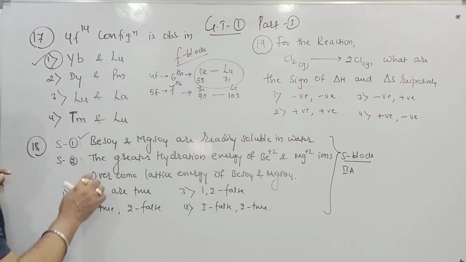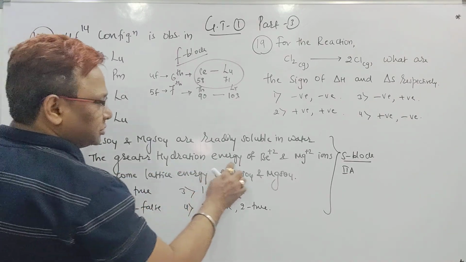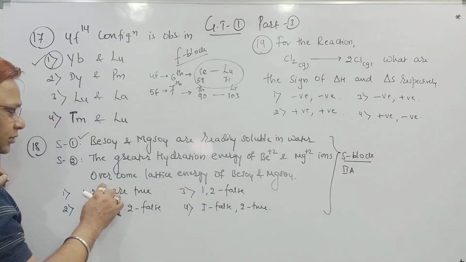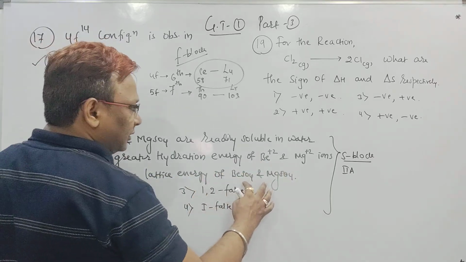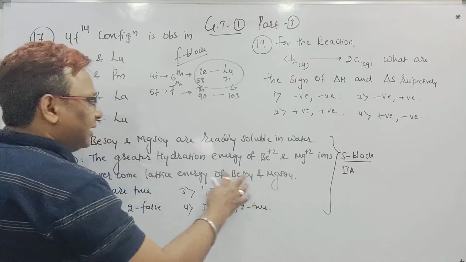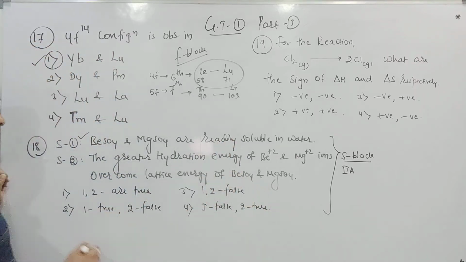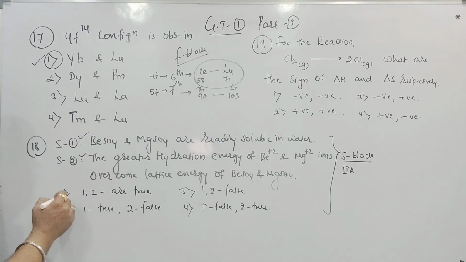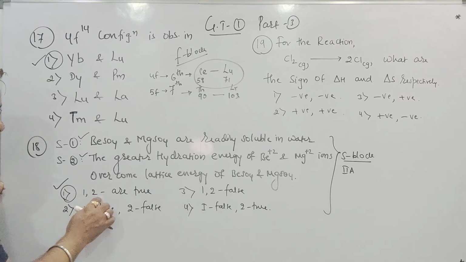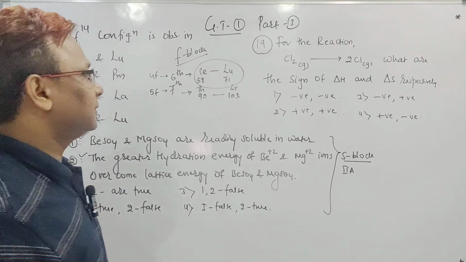Statement 1 is true, because the greater the hydration energy of the two cations, the more it will overcome the lattice energy of beryllium sulfate and magnesium sulfate; the greater the hydration, the more easily soluble. Statement 2 is also correct. So our first option is correct, where 1 and 2 are the true statements.